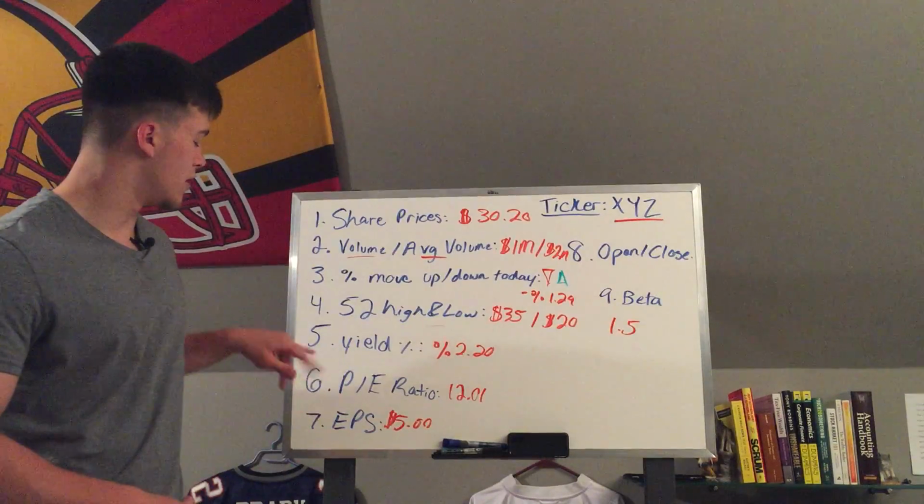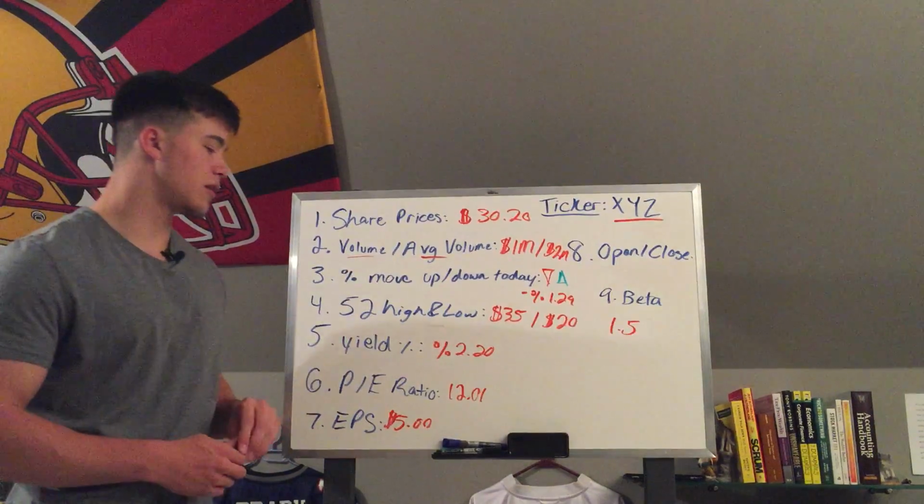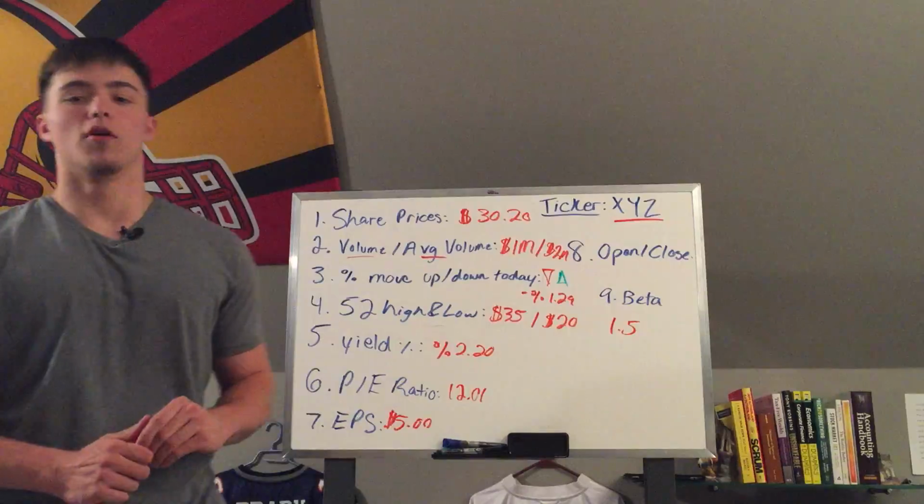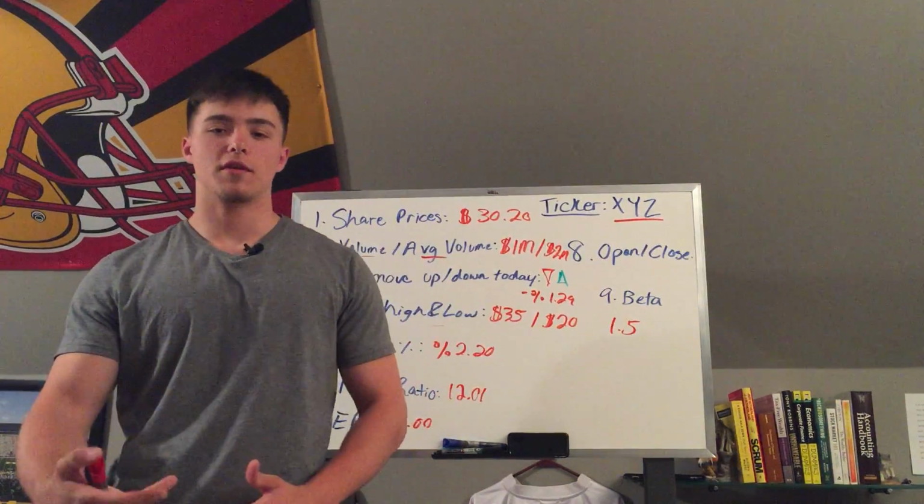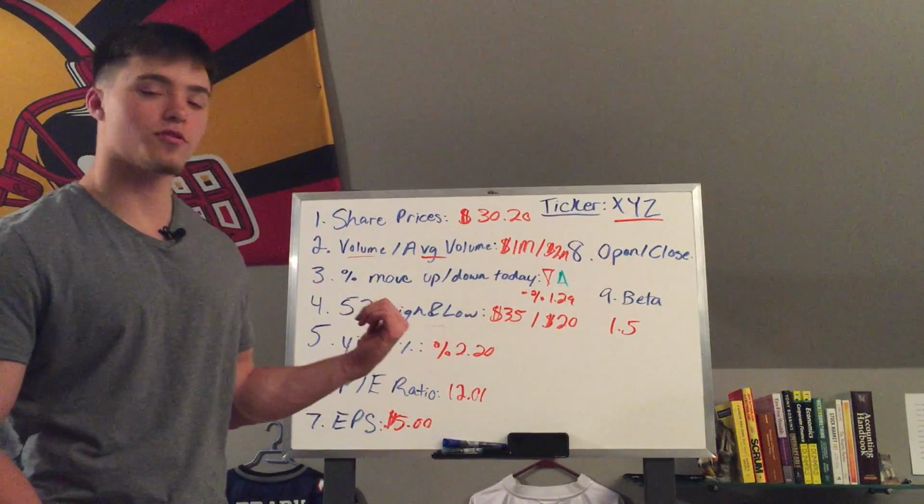It's not too complicated. And then yield, and this is talking about their dividend. So what percent dividend do they pay on the year? In this example, 2.2%.